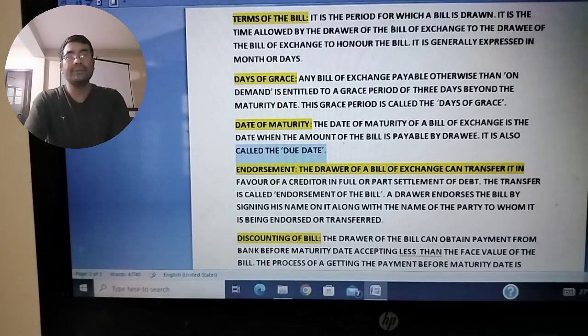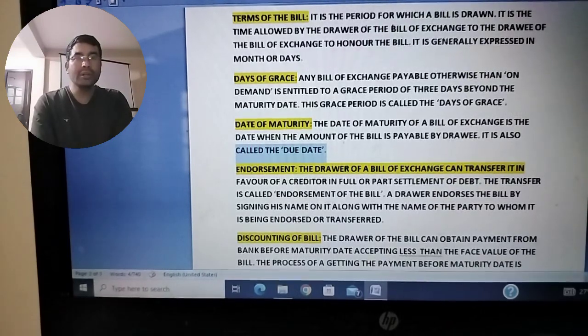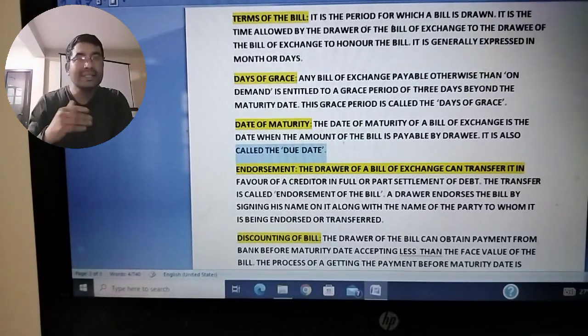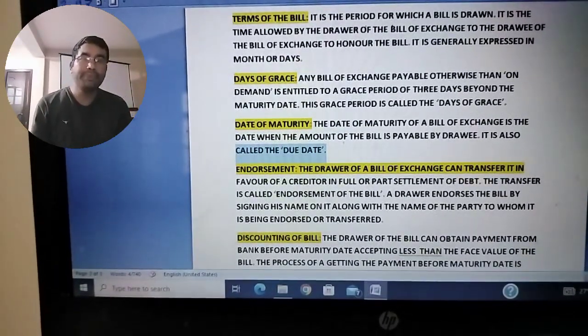What does that mean? See, whenever a bill is drawn by a drawer on a drawee, then definitely the drawer must allow certain time to the drawee to pay the bill, and that is what is called the terms of the bill. It is the time given by the drawer to the drawee to pay the bill.